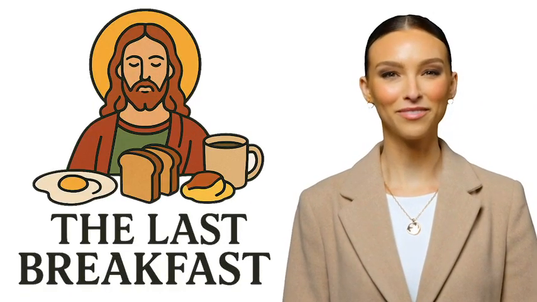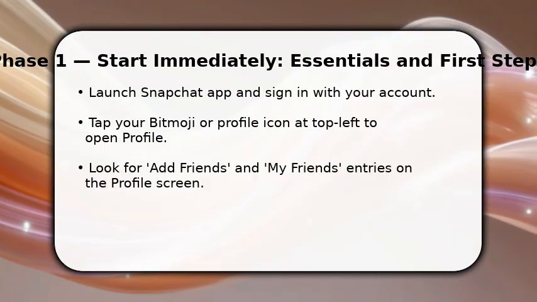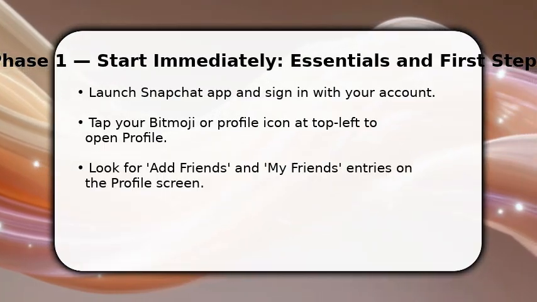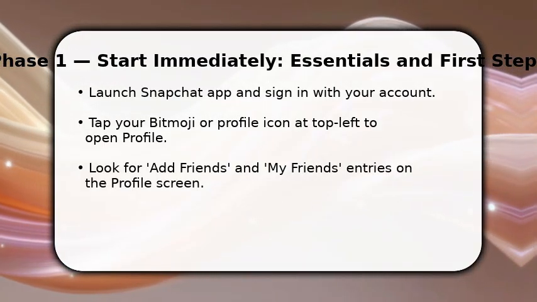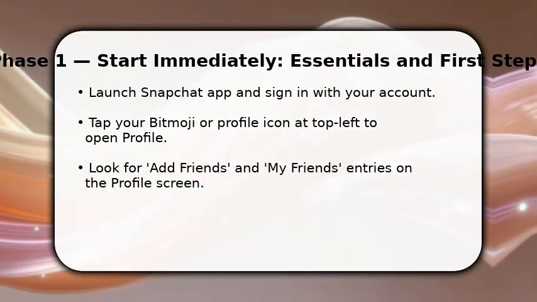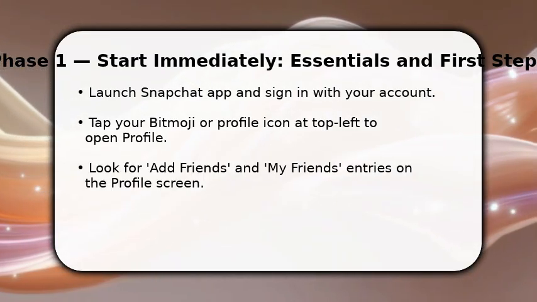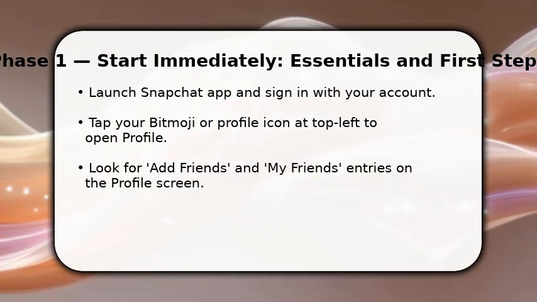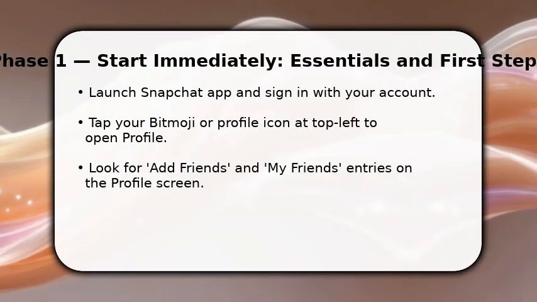Please enjoy the video. You start by opening Snapchat and going straight to your profile. Do that now. Once the profile is visible, tap your Bitmoji or profile icon at the top left to expand settings and friend tools. You want to locate Add Friends and the My Friends list. These are the gateways to follower info.